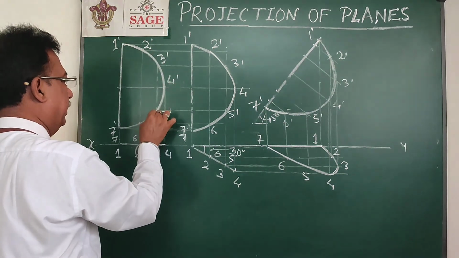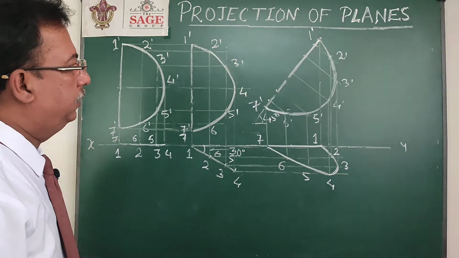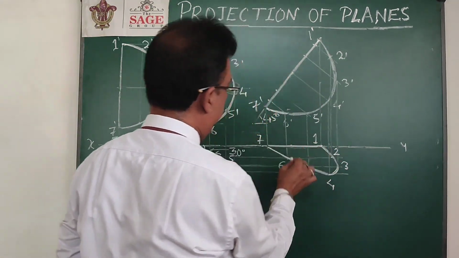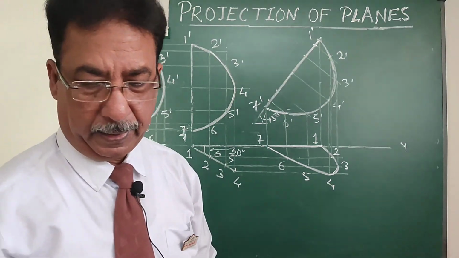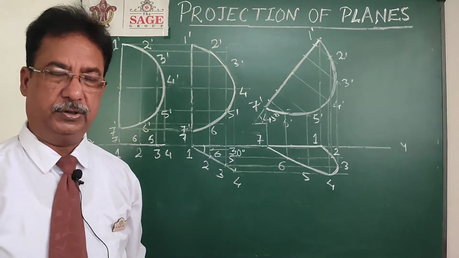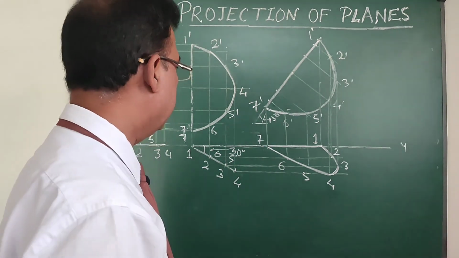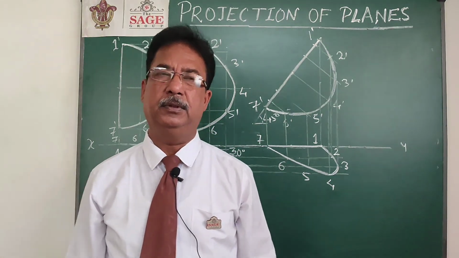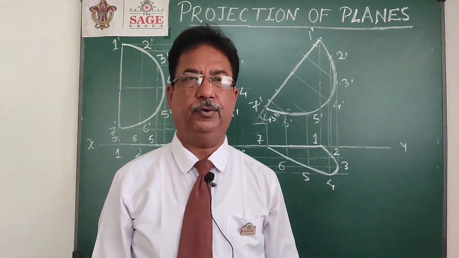Now you can see that this is our problem. This one edge 1, 7 will be on the VP and inclined to HP by some angle, 45 degree. So this is another problem in which we have started from the front view. I hope you understand the problem. Solve this problem in your sketchbook.